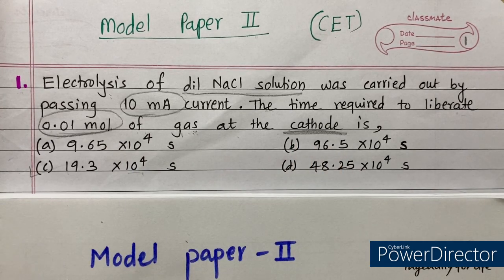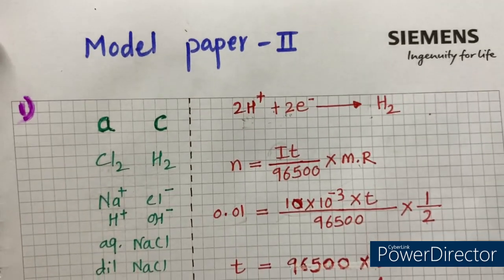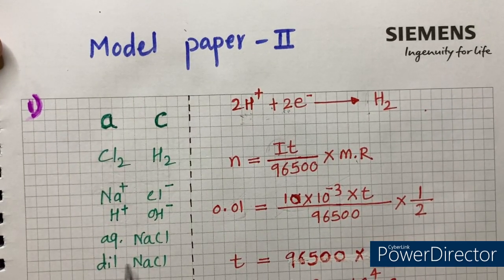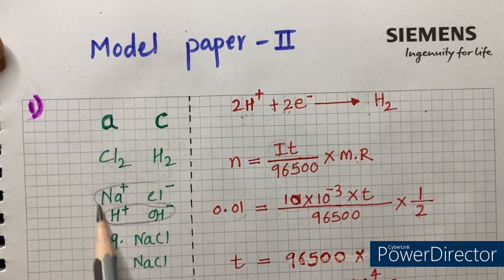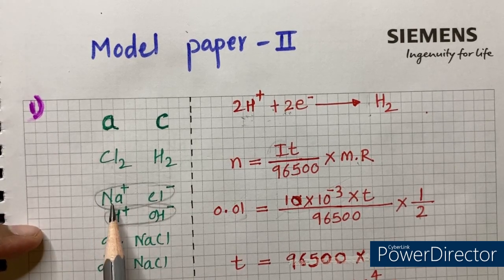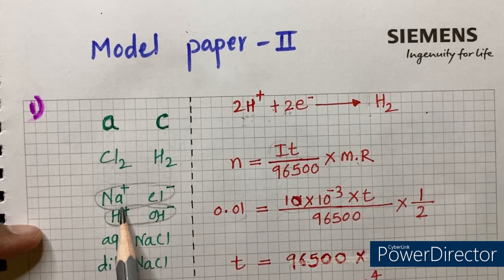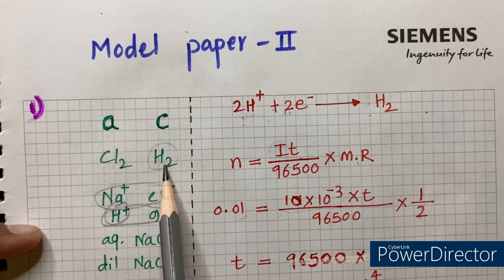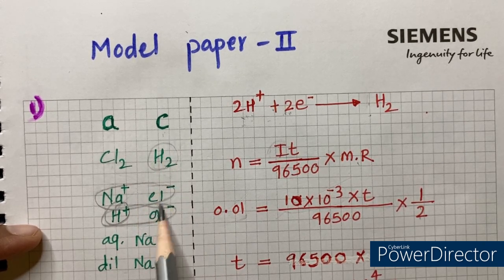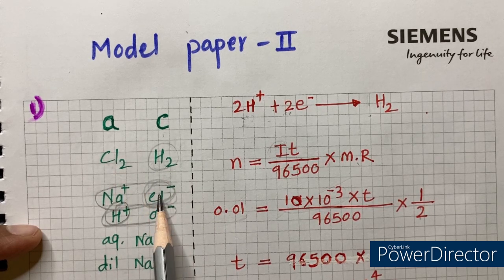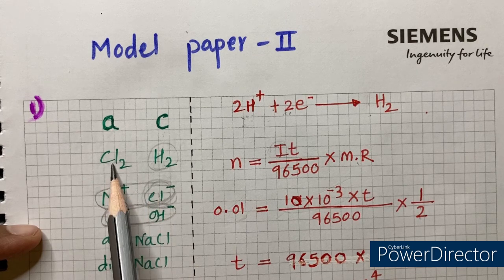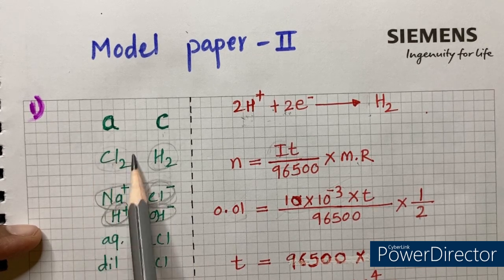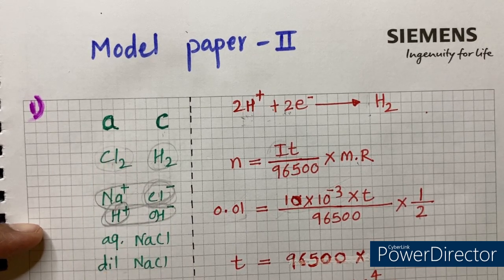Now to solve this question, first we should know which gas is liberated at the cathode. Dilute NaCl, that is aqueous NaCl. Now you know cations migrate towards the cathode. Here preferentially H+ ions migrate, reduction takes place, and H2 gas is liberated at the cathode, while anions migrate towards the anode, preferentially Cl-. Here oxidation takes place to form Cl2 gas, that is, Cl2 gas is liberated at the anode.